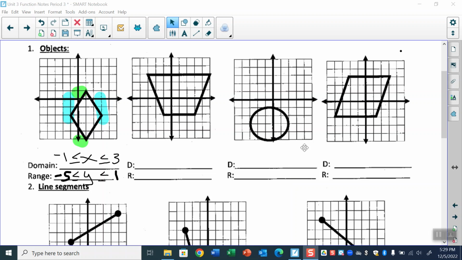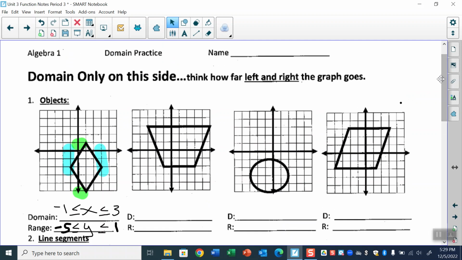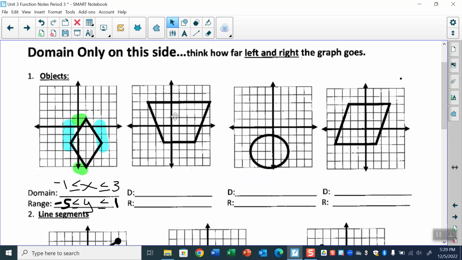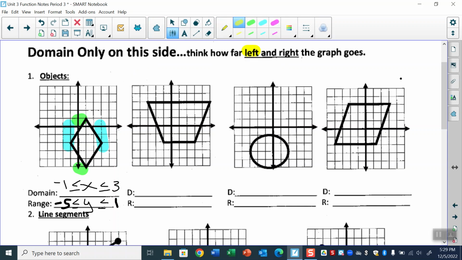Hey guys, so let's practice doing the domain and range a little bit. That's for the rest of today, and then next class we'll start the x and y intercepts. So remember, the domain goes left to right. If you're looking at the domain, you need to remember to look left to right.